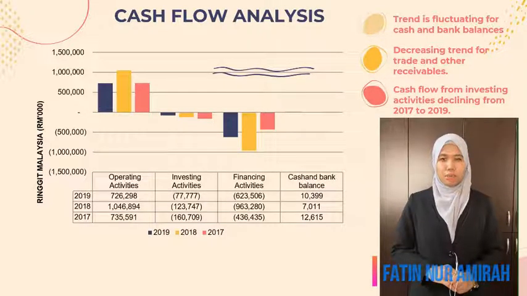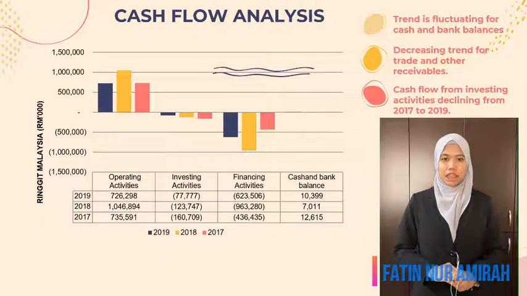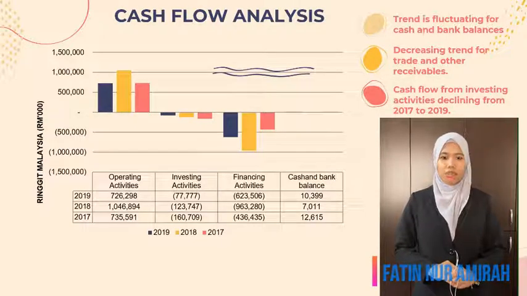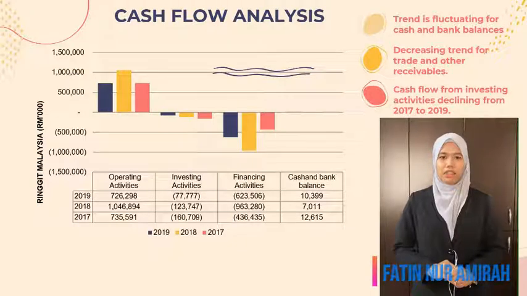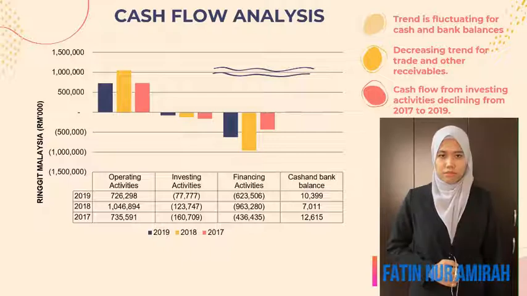This shows that the payment made to creditors indicates that the company has the capability and is efficient in meeting its short-term obligation. Other than that, there is a significant decrease in trade and other receivables in 2019 as compared to 2018 and 2017. This decreasing trend clearly shows that the company is efficient in collecting payment from its debtors.